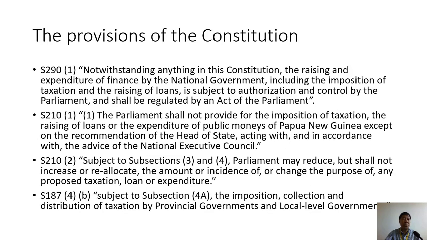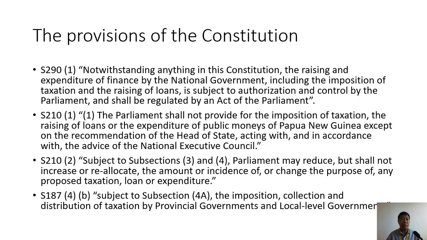Now, if you look into the Constitution, there are provisions. We look into Section 209, subsection 1: Notwithstanding anything in this Constitution, the raising and expenditure of finance by the national government, including the imposition of taxation and the raising of loans, is subject to authorization and control by the Parliament and shall be regulated by an act of the Parliament. So it means that the imposition of taxation and raising of loans will always be under the control of the Parliament.